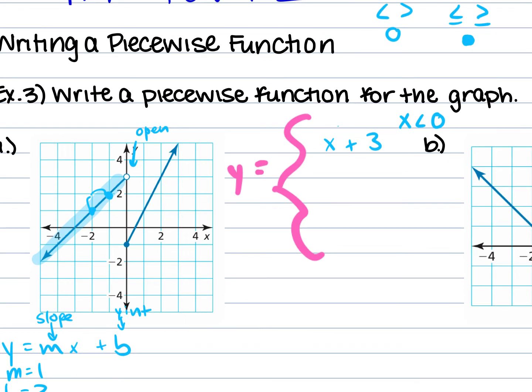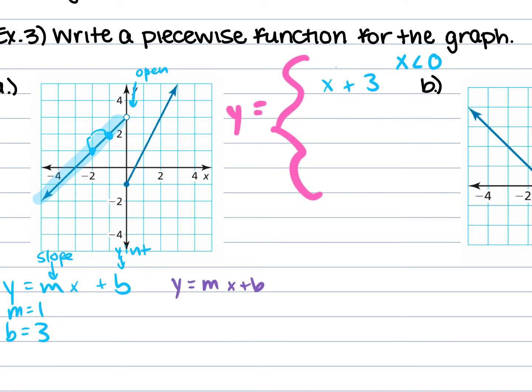Now we're going to do the same thing with the second piece. So again, my second piece, I'm going to write it in the form as y equals mx plus b. So I want to find my m and my b. Let's find our slope first. Pick any 2 points on the graph. I could pick this one and this one.